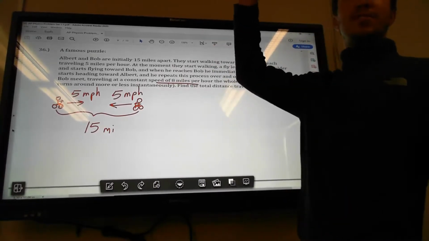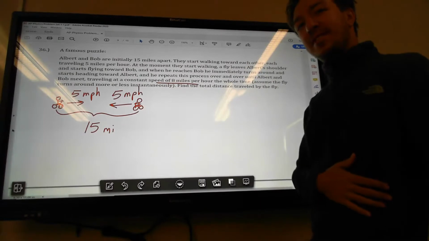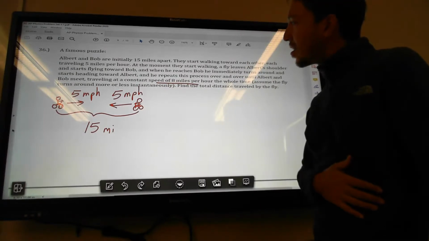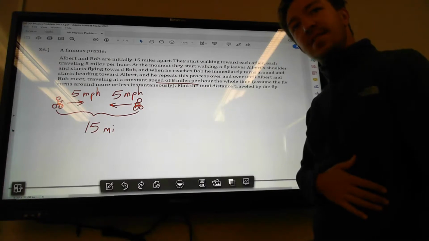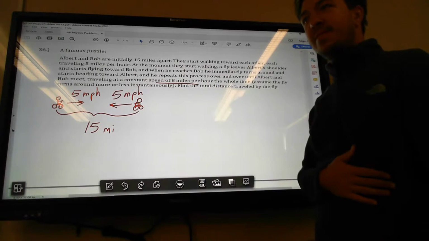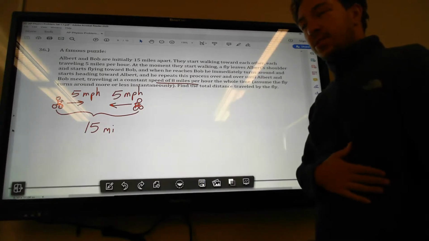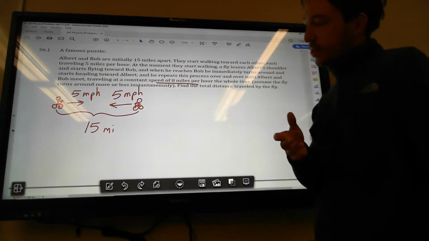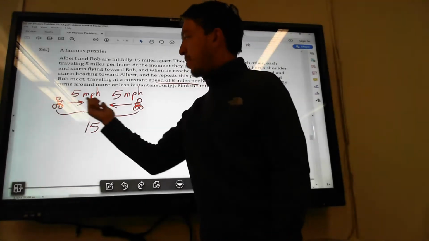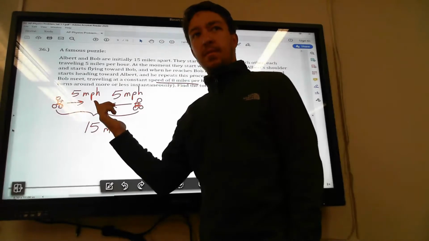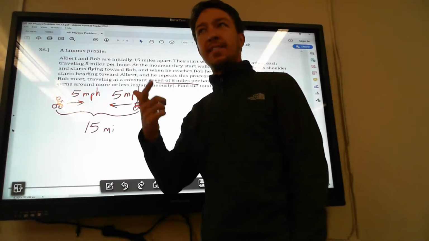Does anyone know the trick? Come on, Julia. What's the trick, Julia? So you figure out how long it takes for them to meet, and then you figure out how long the fly can fly during that time. Beautiful. So let's do that, exactly what Julia just said. She said, figure out how long it will take to meet. Now, why is that relevant? Because that's how long the fly is going to be flying for.